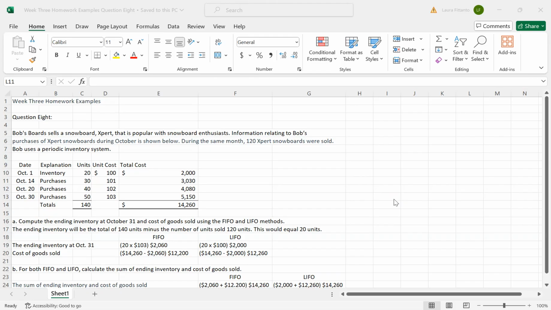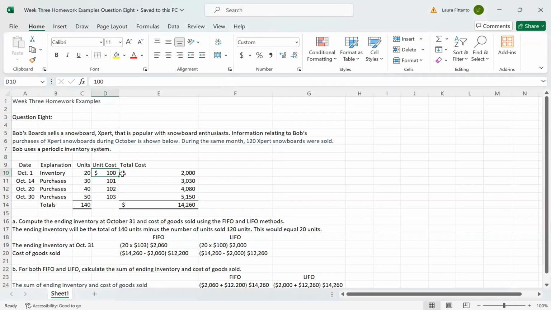During the same month, 120 expert snowboards were sold. Bob uses a periodic inventory system. So we're given the dates, the units, unit cost, and total cost. The way you're determining the total cost is just the units times the unit cost.